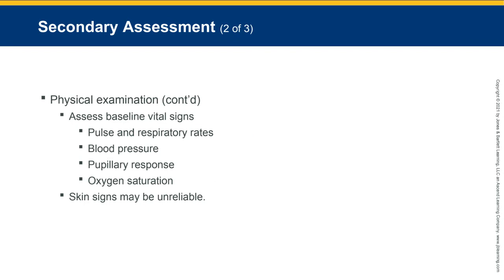For the physical examination continued, assess your baseline vital signs. At this point, the purpose of the vitals is to identify trends. Is our patient now trending up or trending down based on the initial findings and what we're seeing? So pulse and respiratory rates, blood pressure, pupillary response, oxygen saturation. Skin signs may be unreliable.